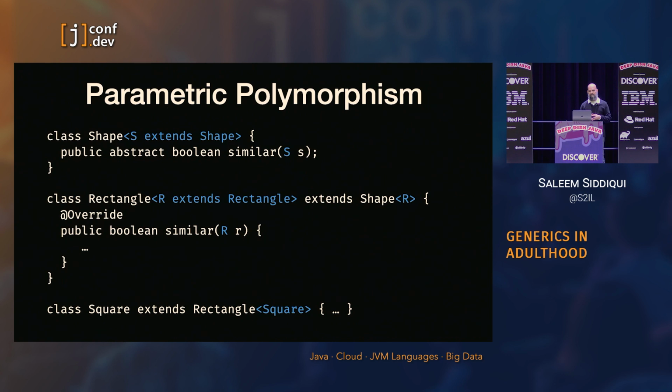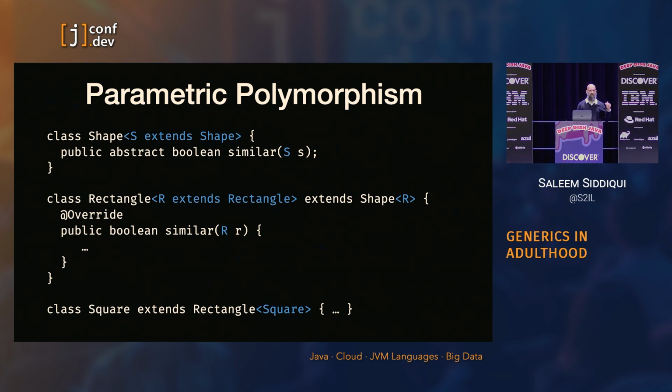So S extends shape for shape, but R extends rectangle for rectangle, and the rectangle class, of course, extends shape. And then the rectangle can implement its own notion of equality, probably by making sure the ratio of the two pairs of sides was the same. And the square would extend rectangle, and of course the square would be similar probably to any other square, because all squares are similar. So you can get that kind of multi-layered hierarchy.